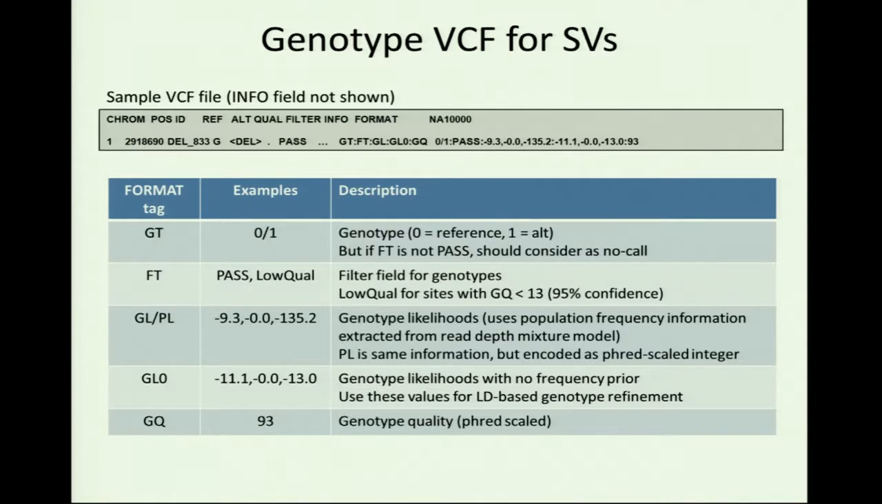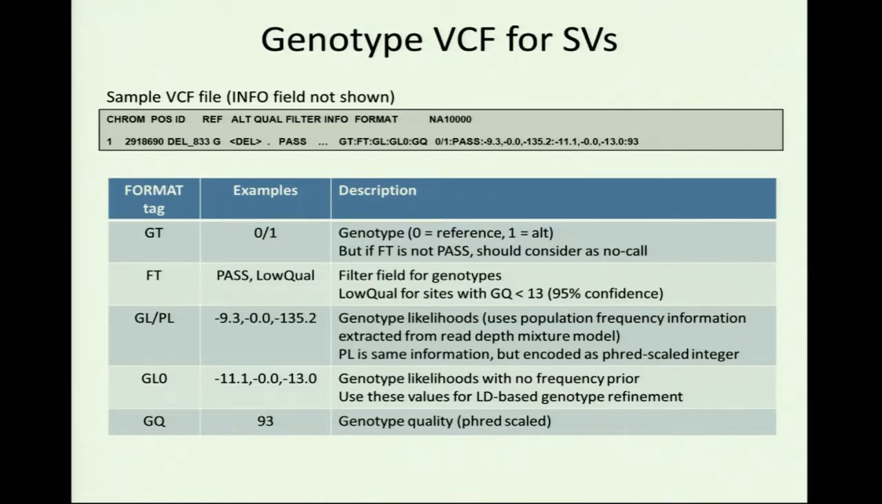We do, by default, 2 filters on each genotype. We'll tell you whether it passes or whether it's low quality. The low quality filter is just whether or not the genotype quality is below 13. So anything that's passing is a 95% confident call. As long as the site passes, you can use sites with GQ below 13, but you just have to realize that the error rate is going to be much higher, right? It's going to be calibrated to GQ.